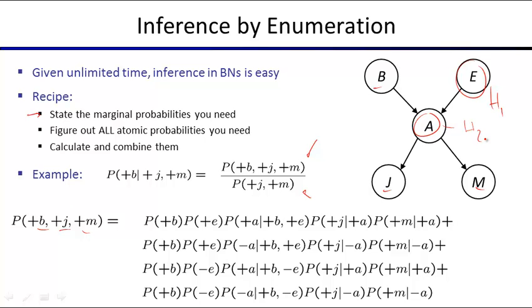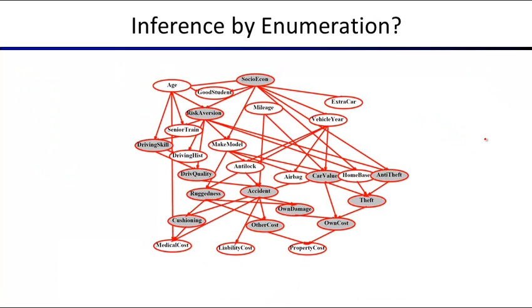It's not great because you're blowing up things. You're building these joint probability table entries, but it works if you have the time to wait for it. You can do the same thing for the bottom one. Make the division, and that's your answer.